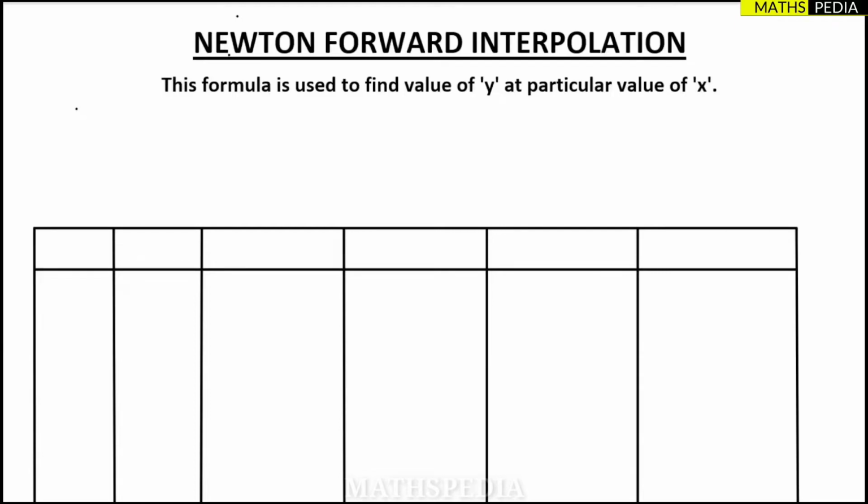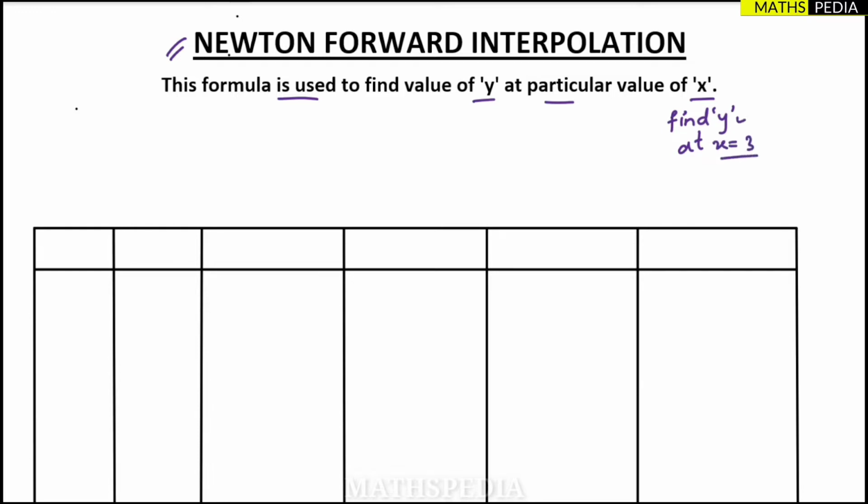So in this video we'll learn Newton forward interpolation. This is nothing but a formula which is used to find out the value of y at some certain particular value of x. So that means we have to use this formula to find out the value of y at some certain value of x. Suppose x equal to 3.